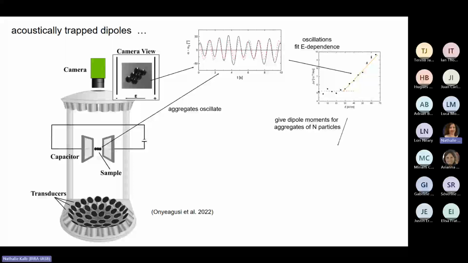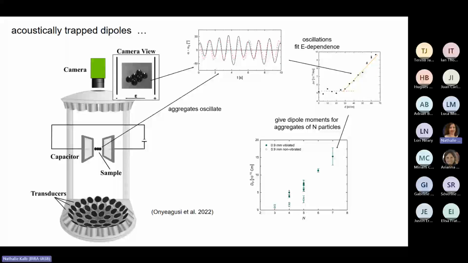And then you see, for example, that larger aggregates have larger dipole moments, nothing special. But if you don't shake the sample before, it's smaller. If you shake it, it's larger. So that is some information you can get of the next level. It's not easy to get the really complex charge distribution, but that works out.